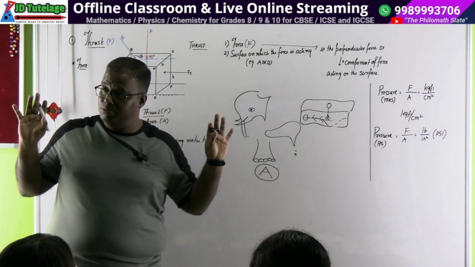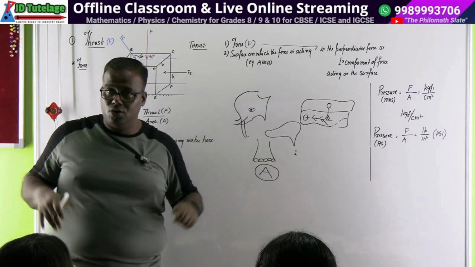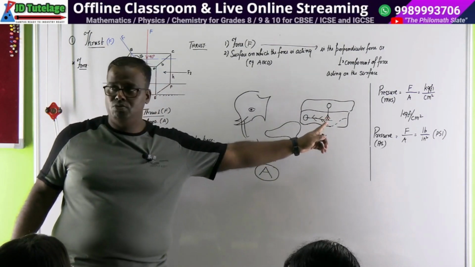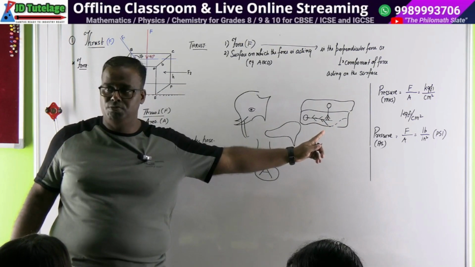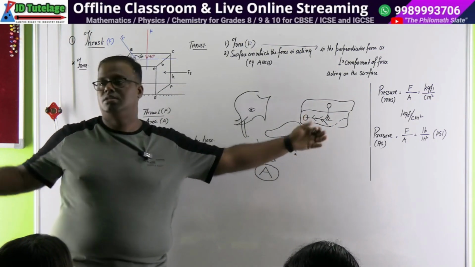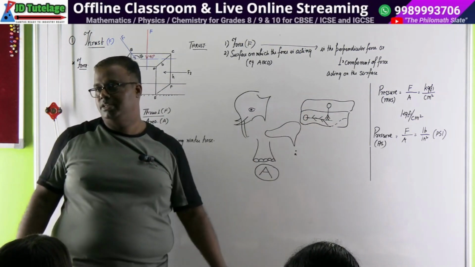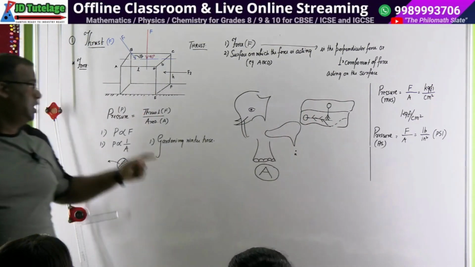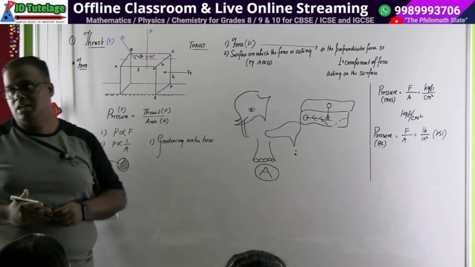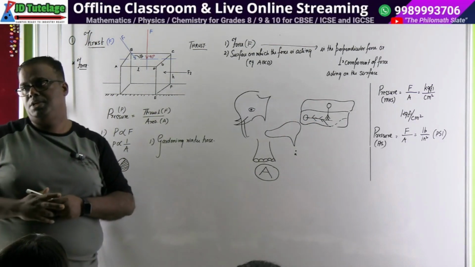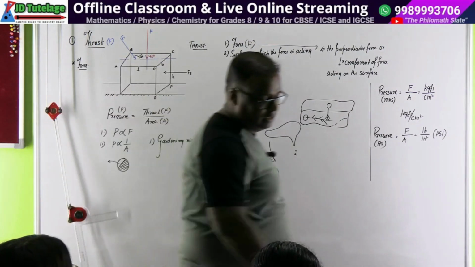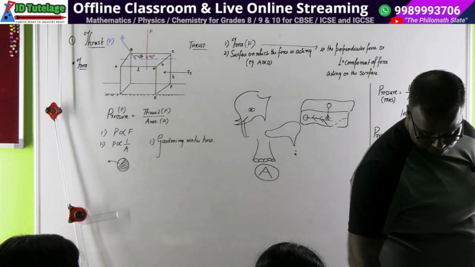Pratichi's weight is the same in both cases, but her contact area is much less in this case. As a result, the pressure will be more and the damage to the sofa will be more. But in this case, it has spread out. So what is happening? The contact area has increased drastically. As a result, the pressure has fallen, and now the damage to the sofa will be less. Clear? Force and pressure. Let's do one or two problems. Come on, do it. And then we do other things.